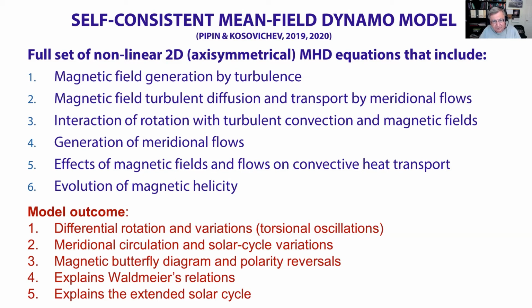So it includes fully dynamical equations. Differential rotation and meridional circulation are not prescribed here. They are modeled here. The outcome of the model is differential rotation and its variations, so it also calculates the torsional oscillations. It calculates the meridional circulation and variations over the solar cycle, the magnetic butterfly diagram, and polarity reversals. The model also explains the Waldmeier relations. And what's important, what we found recently, is that it also explains the extended solar cycle.